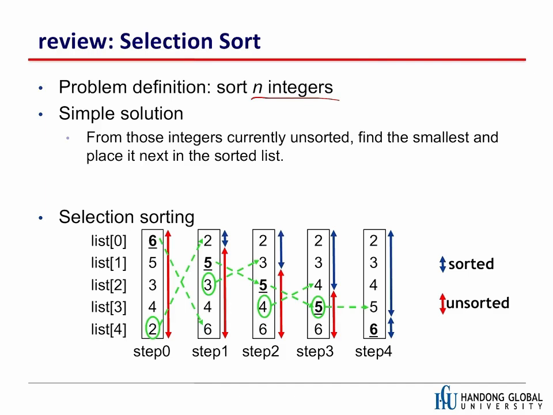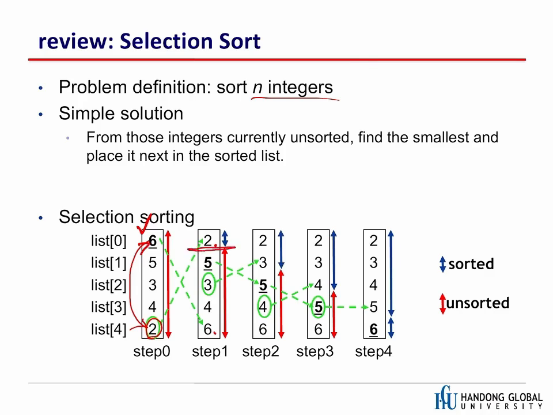So let's see, we have 5 numbers here: 6, 5, 3, 4, 2. This is not sorted. Then what should we do? First, find the smallest. Basically, we sort this list in ascending order, from the smallest one to the largest one. So find the smallest one first. Since 2 is the smallest one, swap. Now 2 is here and 6 is here.